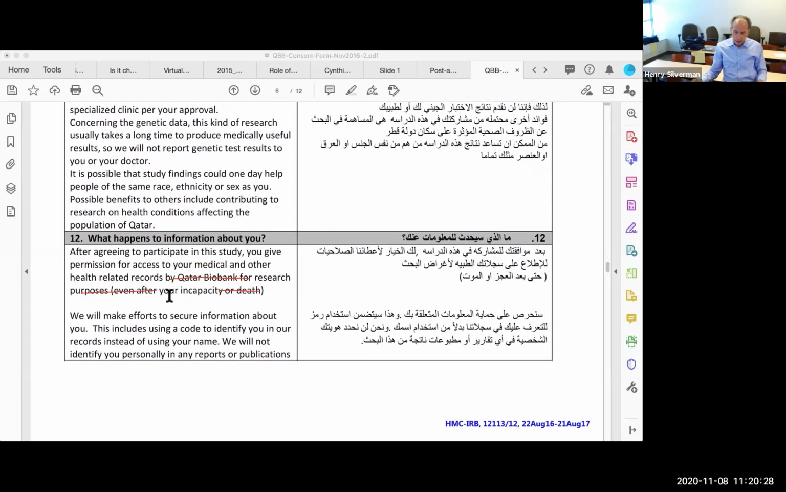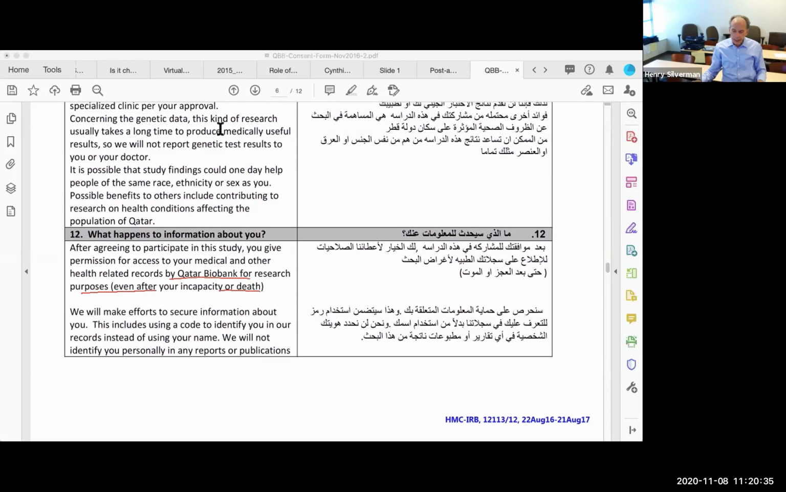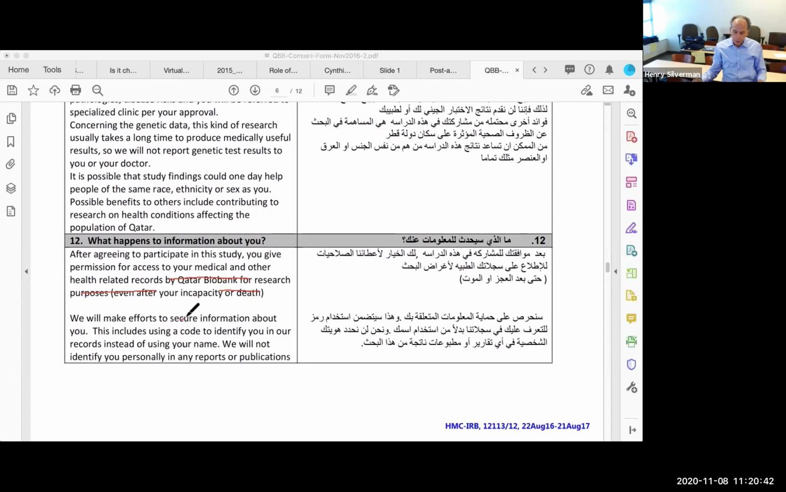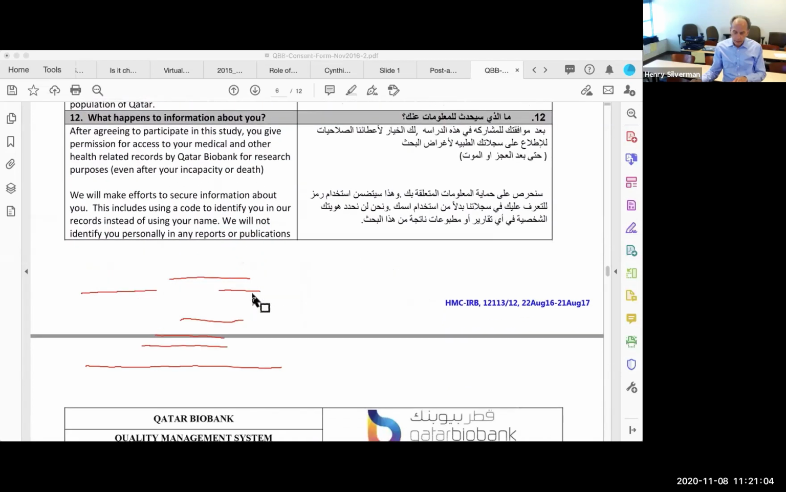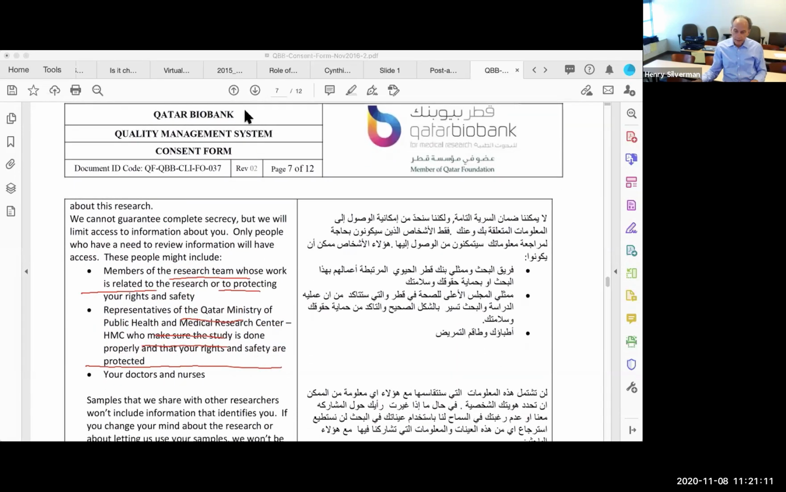Let's see now. Now here they talk about confidentiality. We'll make every effort to secure the information about you. This includes a code, instead of using your name, and we will not identify you personally in any reports or publications about this research. However, they say we cannot guarantee complete secrecy, but we'll limit access to information about you. Okay.